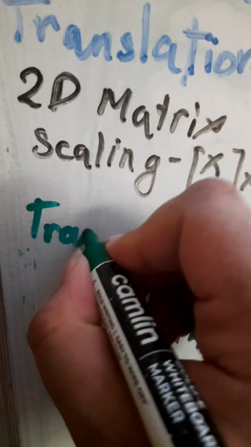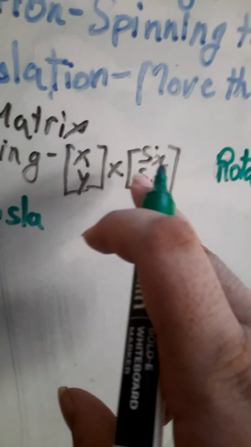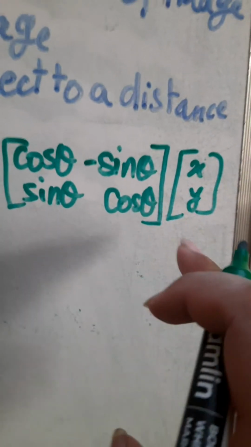But what happens in translation, since scaling is enlarging of a shape? We just multiply by the scaling factor because it is multiplying. Here also rotation, cos theta, sin theta.